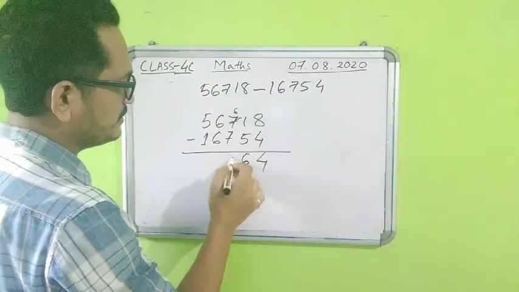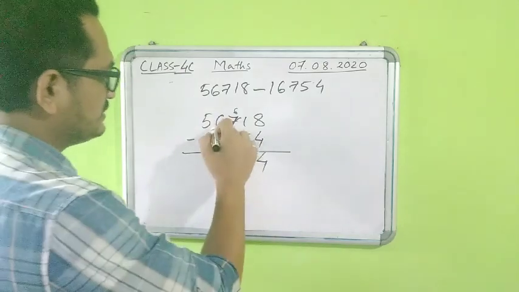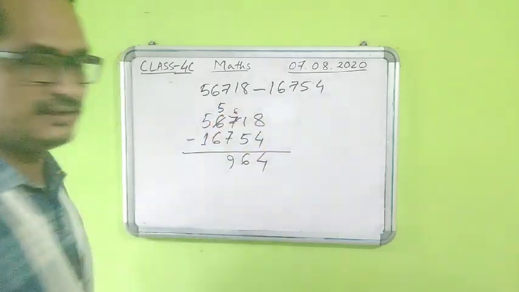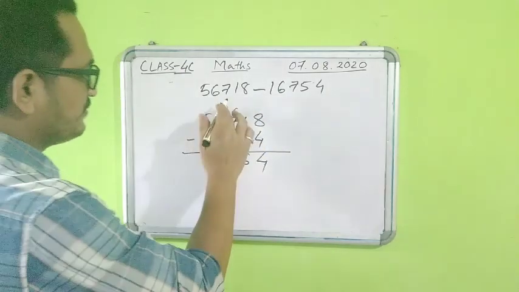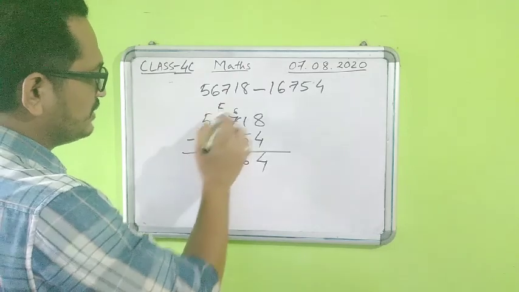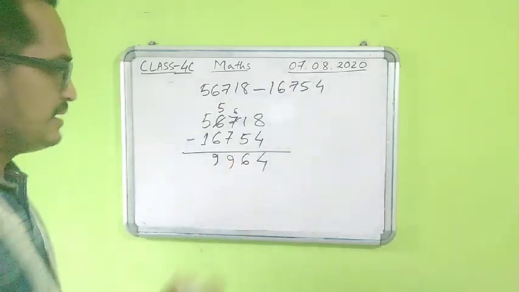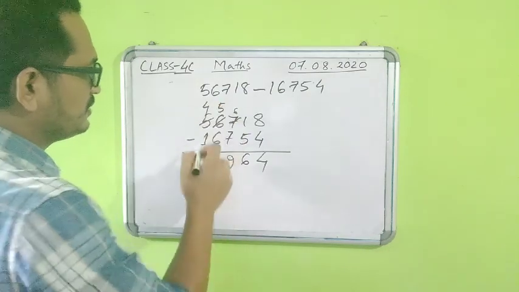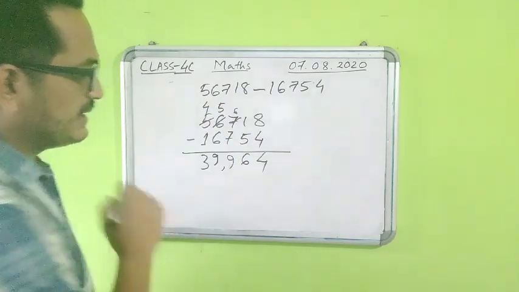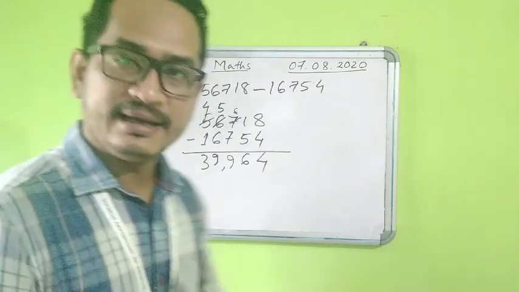16 minus 7, it will be 9. Now this is not 6, this is 5 now. 5 minus 6 again not possible. Take 1, so it is 15 minus 6. So 15 minus 6, 9. And finally this is not 5, this is 4 now. 4 minus 1, 3. So the answer we got is 39,964.